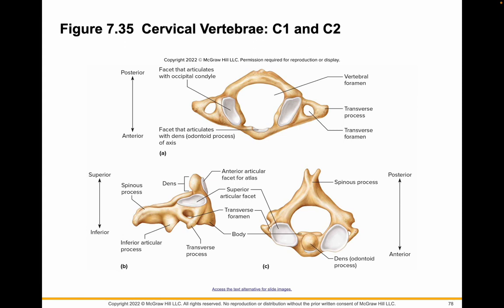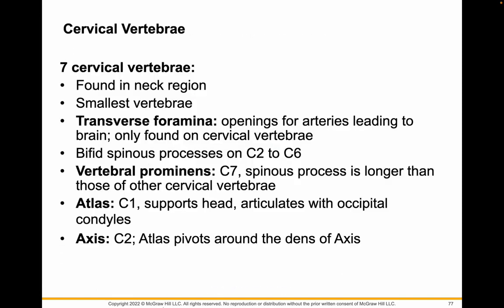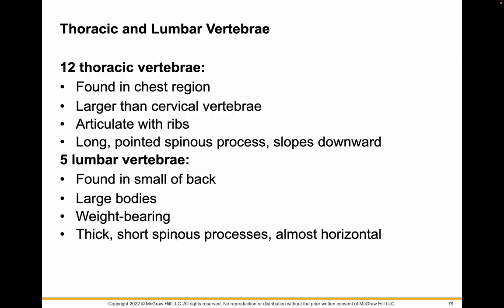Don't worry about that, put an X through that. But the rest of them would be C3, C4, C5, C6, C7. Only C1 and 2 have specific names, and that's atlas and axis. And if you need a way to remember this, these are in alphabetical order. That helps me. Okay. There are 12 thoracic vertebrae. Thoracic is chest, and they all articulate with your ribs. So you have 12 ribs on either side, and they're all articulating with your 12 thoracic vertebrae posteriorly.